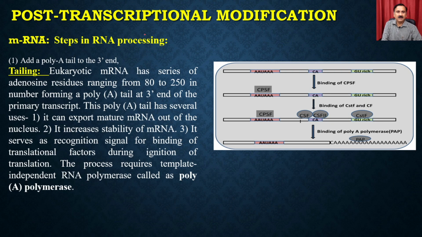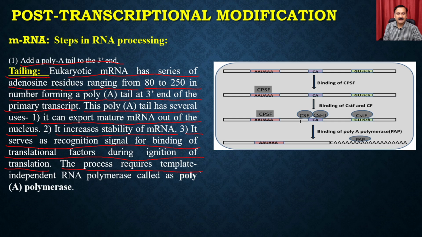Then the second is the addition of a poly-A tail, and this event is called the tailing event. So the eukaryotic messenger RNA has a series of adenine residues ranging from 80 to 250 in number, forming a poly-A tail at the 3' end of the primary transcript. This poly-A tail has several uses. For example, it can export the mature messenger RNA out of the nucleus. It increases the stability of the messenger RNA, and third, it serves as a recognition sequence for the binding of the translational factors during the initiation of translation.